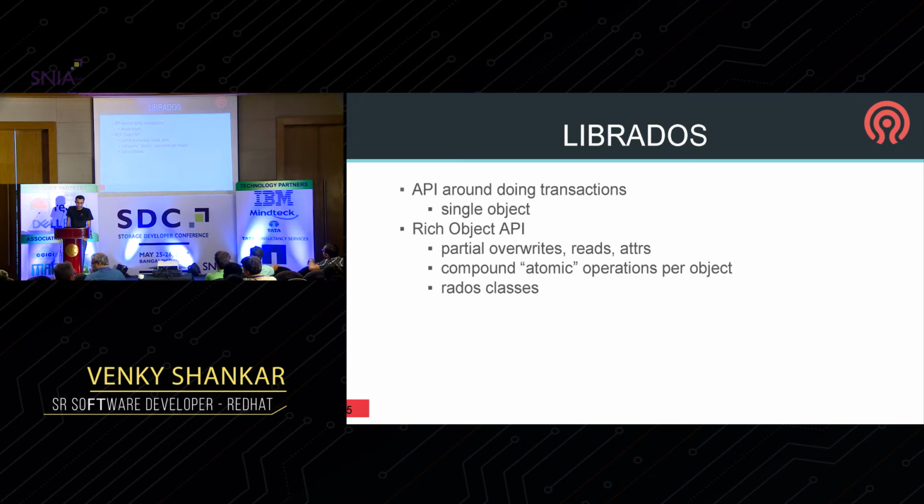And what we can do is have compound atomic operations per object. If I have an object in my cluster, I can have a compound operation which says: read this attr, if that attr matches some predefined value, do this write, and set a different attribute. All these three operations are one compound and it's atomic. So it's either all or none. That's the guarantee that LibRados provides us.